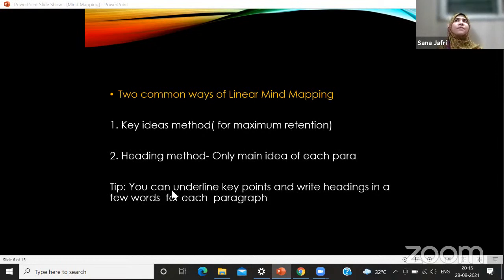Now, sometimes it happens that depending upon the kind of passage, you may choose your strategy. Sometimes some passages are very dense. वो बहुत dense होते हैं, तो हर para में बहुत सारे key ideas होते हैं, so it becomes important. So I would suggest key ideas method is better, I believe, because इससे आपको ज़्यादा से ज़्यादा retention होता है. और अगर passage आपको इस type का लगता है कि जिसमें एक main idea निकालना is enough, then you're good to go. It's absolutely your choice.